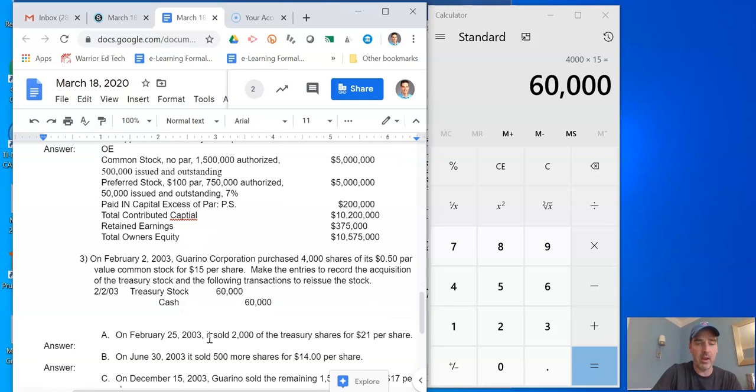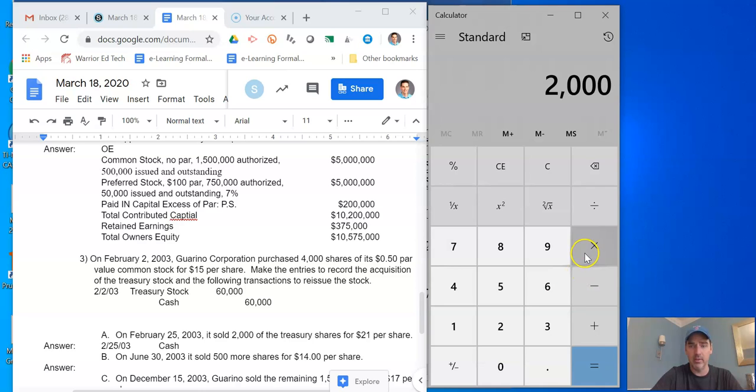So when they go back and resell that on the 25th, you're just going to do a reversing entry, but you just got to pay attention to the amount of shares. So the amount of shares that's happening here, they're basically going to receive cash on that, and they're reselling it 2,000 times 21.